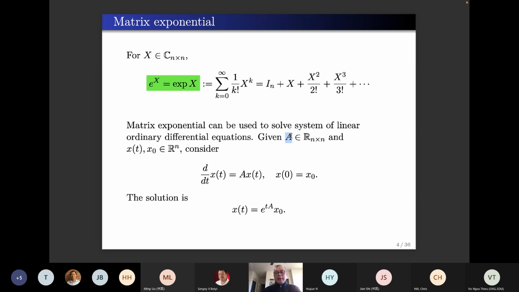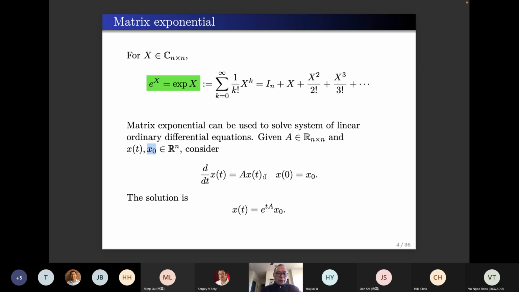Given a matrix A, n by n, real, and x(t) is a column vector in R^n, and x_0 is the initial vector, also in R^n, where t is a parameter. You can imagine that this is the time t, and then you take the derivative of that, and it is A times x(t). So this is the given differential equation. We call it the system of linear ordinary differential equations. And x at the point 0 is x_0.